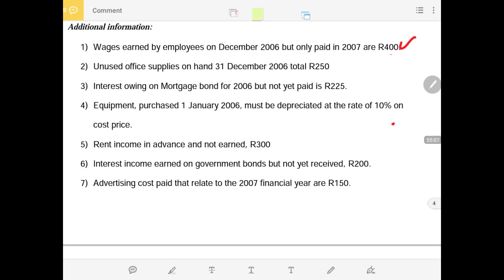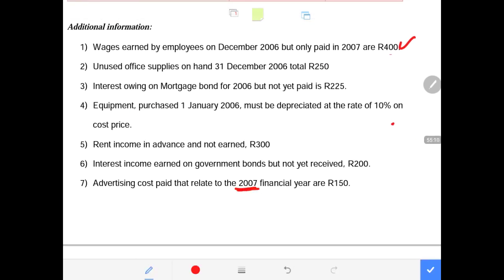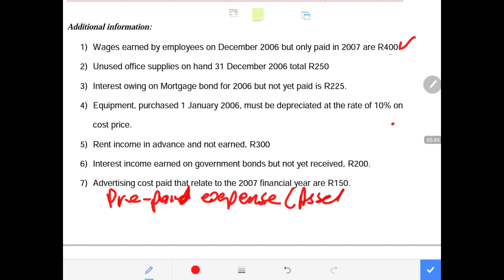So now if we pay advertising for the year 2007, meaning we paid an advertising of next year, but we are still in the year 2006. And when you pay an expense before time, we call that prepaid expense. We paid it before time. We paid it for next year, yet we are still in the year 2006. So we call that prepaid expense, where we paid advertising for the next year 2007, yet we are still in the year 2006. The amount is 150.